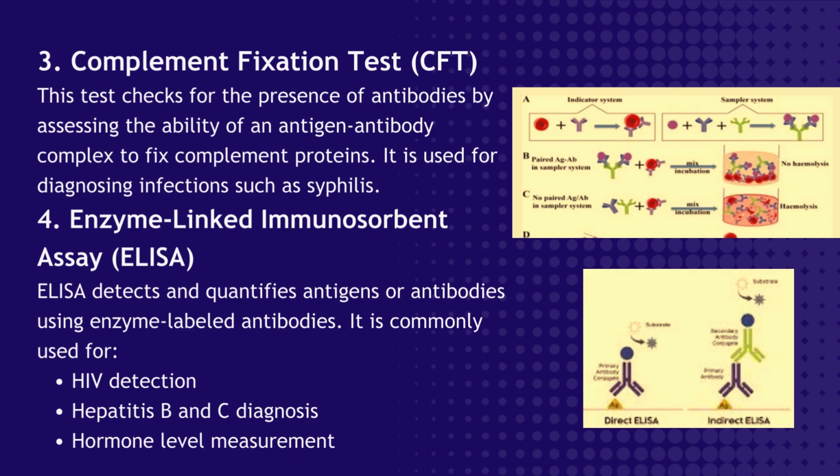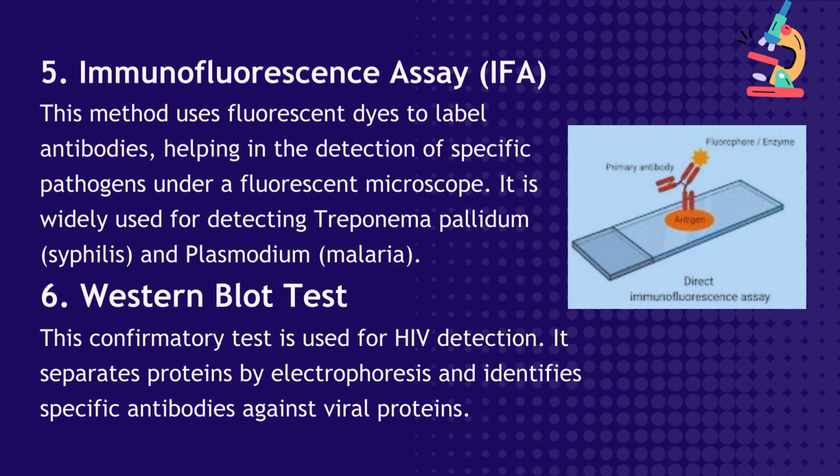Enzyme-linked immunosorbent assay, ELISA. ELISA detects and quantifies antigens or antibodies using enzyme-labeled antibodies. It is commonly used for HIV detection, hepatitis B and C diagnosis, and hormone level measurement.